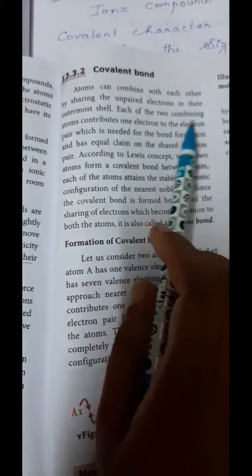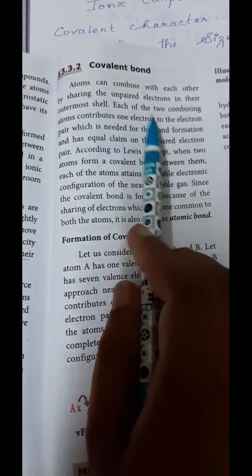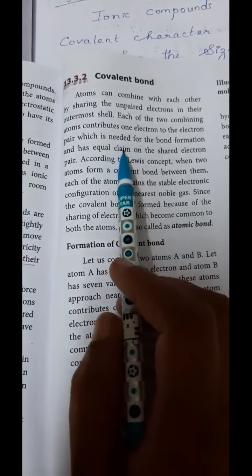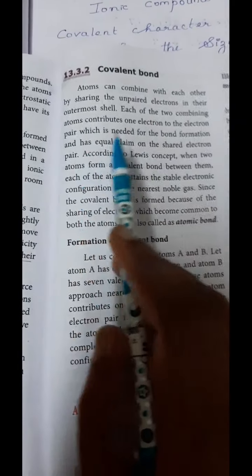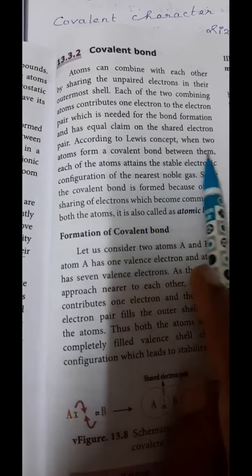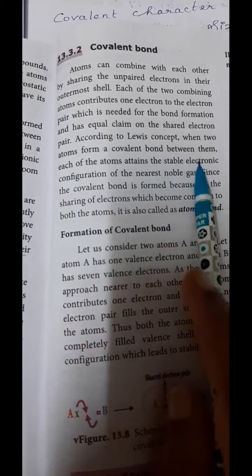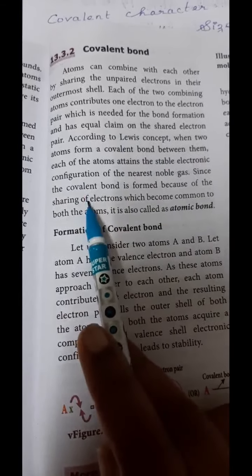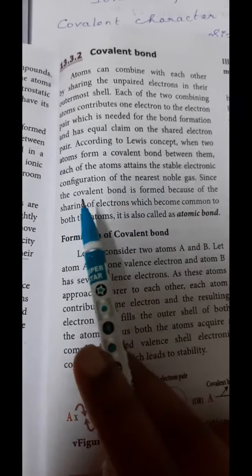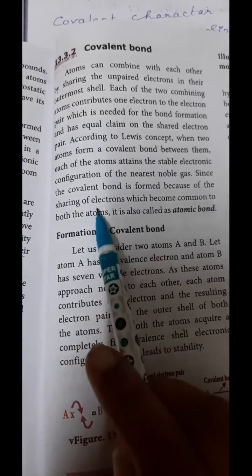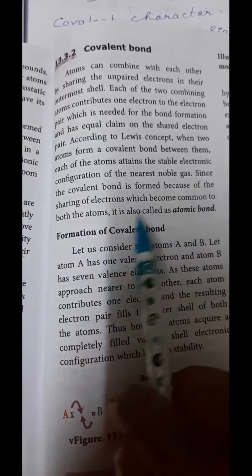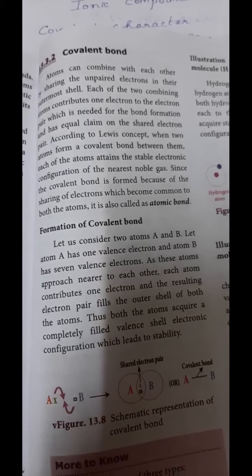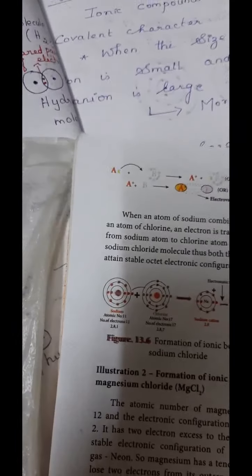So, each of the two combining atoms contributes one electron, which is needed for bond formation. According to Lewis' concept, when atoms form a covalent bond between them, each of the atoms shares to attain the stable electronic configuration. Since covalent bond is formed because of sharing of electrons which become common to the atoms, it is also called the atomic bond. Shall we see the illustration?